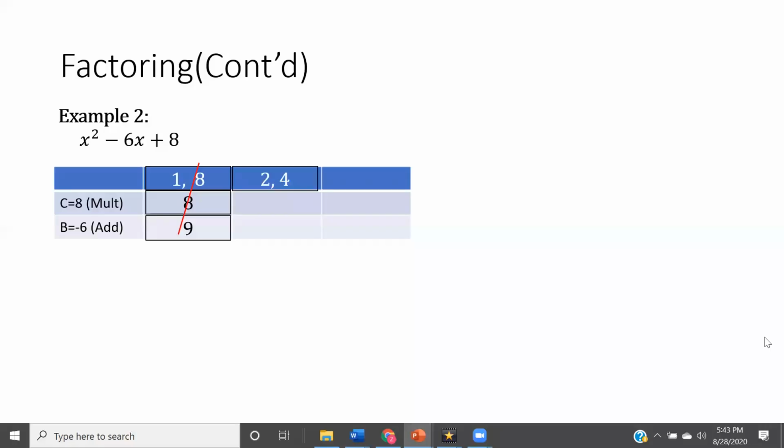So let's just try randomly 2 other numbers. 2 times 4 gets me 8, sure. 2 plus 4 gets me 6, which is very close to the right answer, but it's not quite right. I want a negative 6 as opposed to a positive 6.